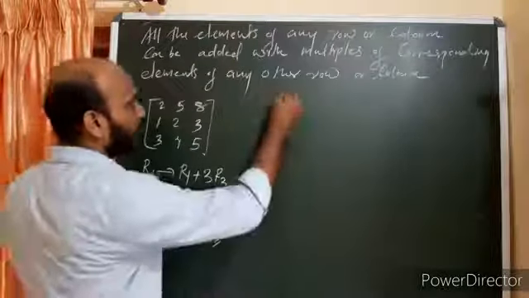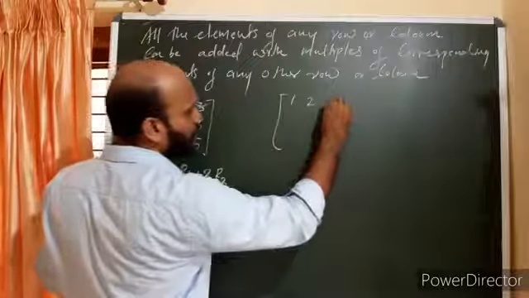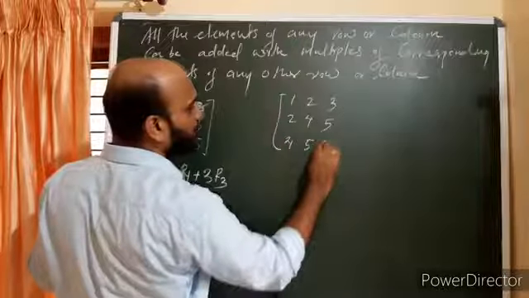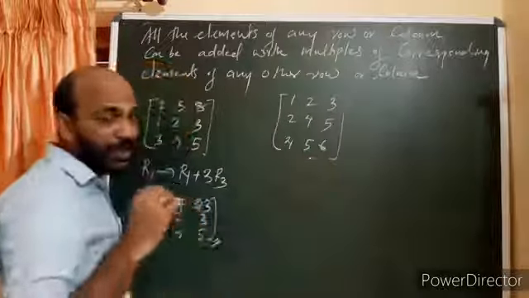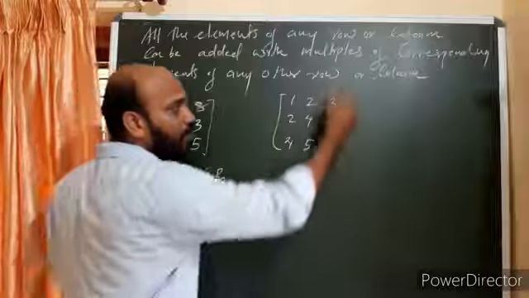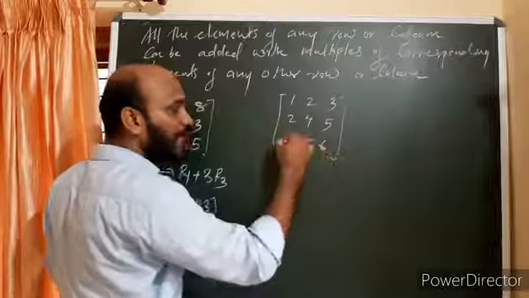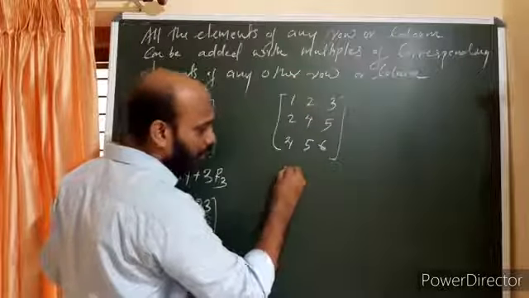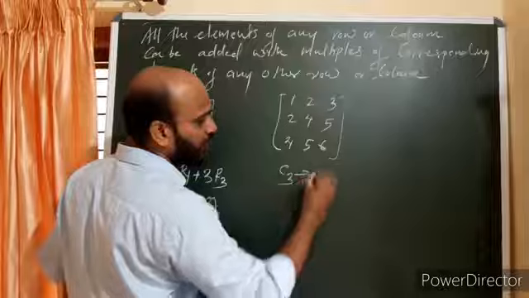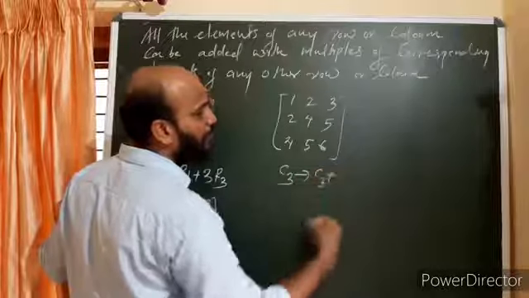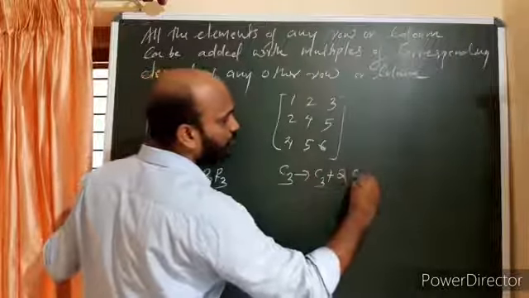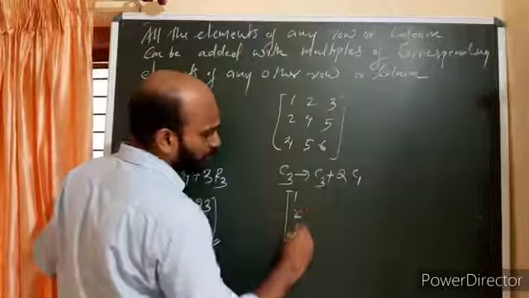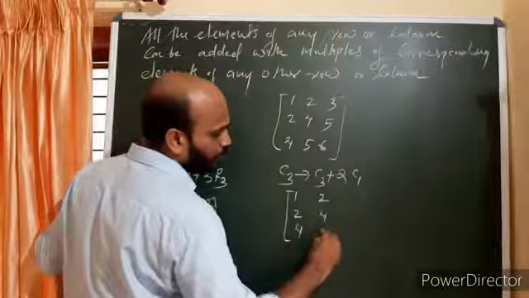Okay, one more example. Consider one matrix: 1, 2, 3, 2, 4, 5, 4, 5, 6. Suppose I want to add to each element of column 3 two times the corresponding elements of column 1. So I have to write like this: C3 changes to C3 plus 2 times column 1. So column 1 will be same. Column 2 will be same.